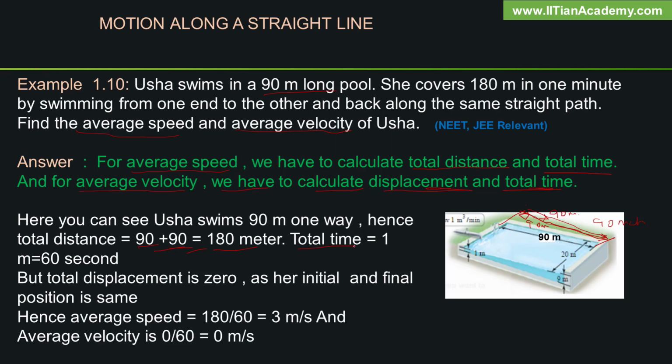But total displacement is 0, as her initial and final position is same. Hence, average speed equals 180 divided by 60 equals 3 meters per second, and average velocity is 0 divided by 60 equals 0 meters per second.